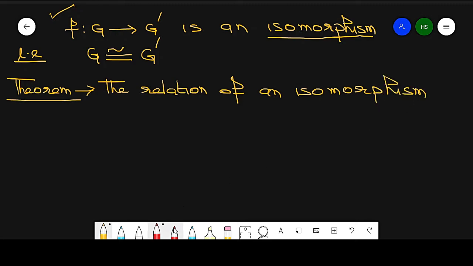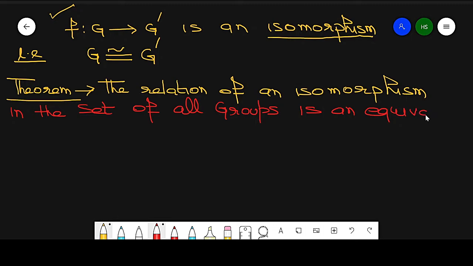So the relation of isomorphism in the set of all groups is an equivalence relation. So this is an equivalence relation. So, proof of this theorem.